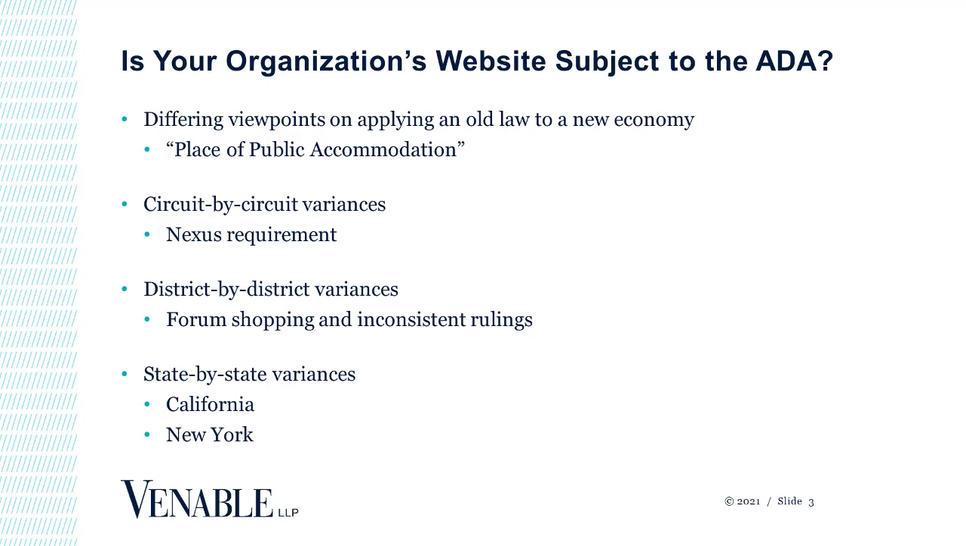The 2nd Circuit is one of those. In New York, you have some district court judges that have found liability. You have some judges who have said the ADA does not cover websites at all. So you have variability from judge to judge. This has led to a tremendous amount of forum shopping. I'll give you one example in particular. The 3rd Circuit has had an opinion out for a long time that most people assumed meant the 3rd Circuit had a nexus requirement.